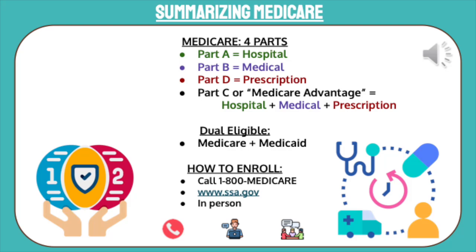To summarize some key points we discussed today, Medicare has 4 parts. Part A includes hospital coverage. Part B includes general medical coverage. Part D is used to cover prescription medications. And Part C, also known as Medicare Advantage, is a combination of Parts A, B, and D covering hospital, medical, and prescriptions. Dual eligible enrollees have both Medicare and Medicaid to help pay for healthcare costs. To enroll, you can visit www.ssa.gov, call 1-800-MEDICARE, or visit your local Social Security office.